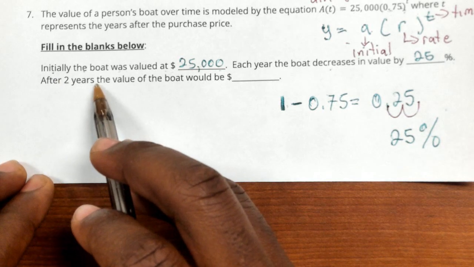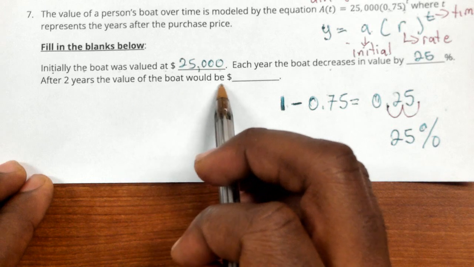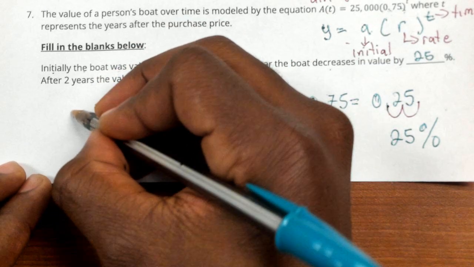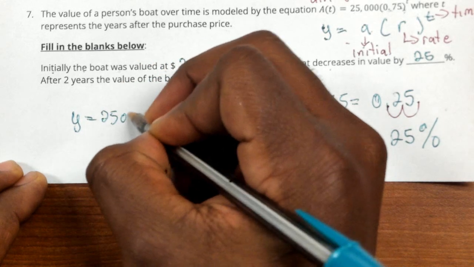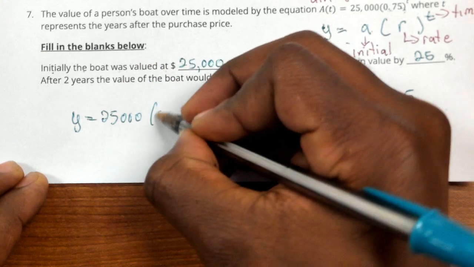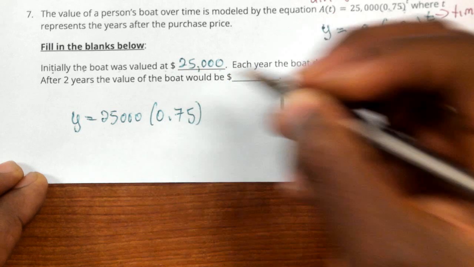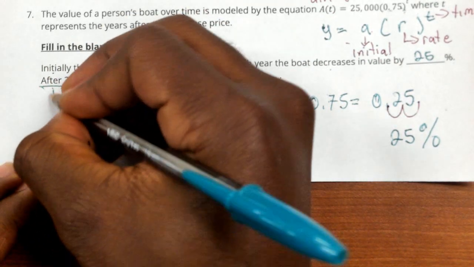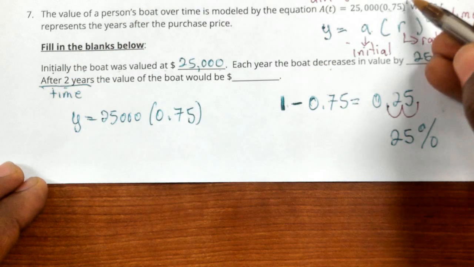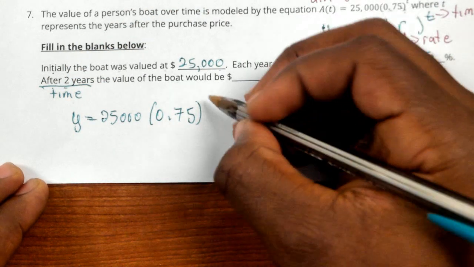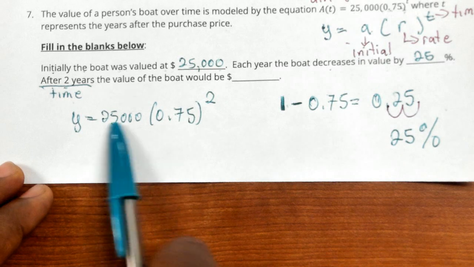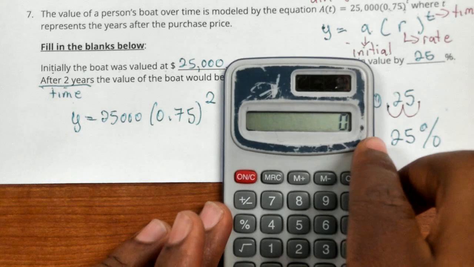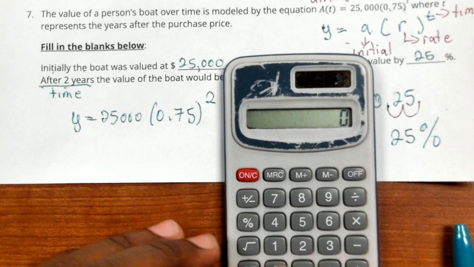It says after 2 years, what would the value of the boat be? So this is my equation: y equals 25,000(0.75)^t. What does this 2 years represent? That represents time, and time is represented by t, so I'm going to replace the t with 2. All I got to do is plug this in my calculator. I'm going to use my small calculator, but you can use decimals if you would like.